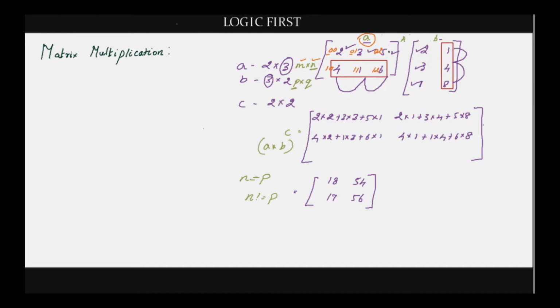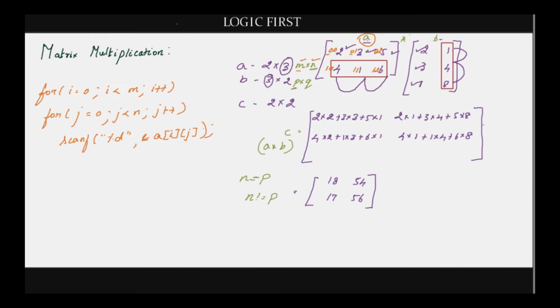So in order to scan these elements, you need two loops: for I equal to 0, I less than the number of rows, which is M, I plus plus, and J is for traveling through the columns, so J less than N, J plus plus, and you have to get the input value from the user and store it in the array. The position is I, J. So by doing so, you will be able to scan all the elements of the first matrix.